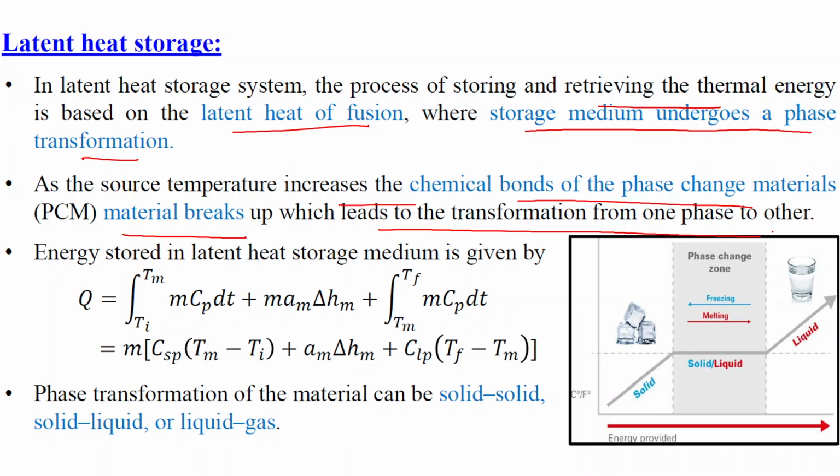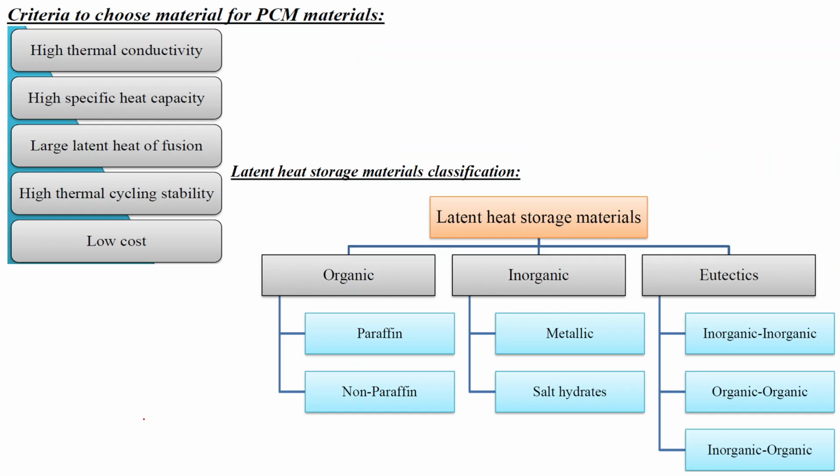For example, taking water into consideration, in the solid state it is ice, then if you apply heat, it changes to liquid, that is water, and if you apply more heat, it changes to vapor. So that is basically a phase change material. So this is the energy stored in latent storage media. It is given by this formula. And the phase transformation of the material can be solid-solid, solid-liquid, or liquid-gas.